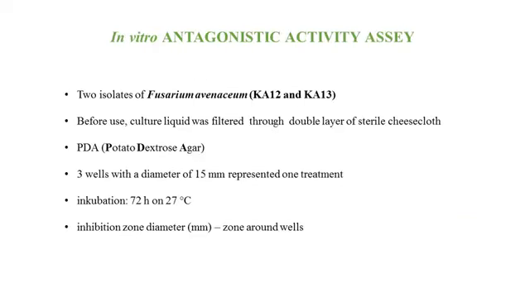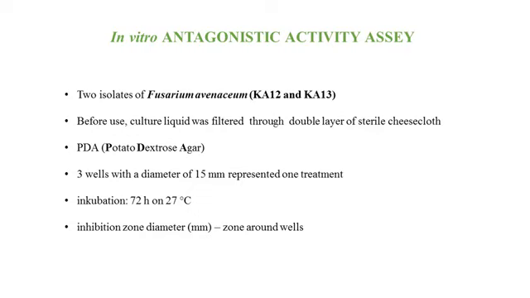In vitro antagonistic activity assay. We use two isolates of Fusarium avenaceum, marked as Ka12 and Ka13, as test microorganisms, and Petri plates with 85 millimeter diameter for in vitro testing by the wells technique. Before use, the culture liquid of the tested microorganism was filtered through a double layer of sterile cheesecloth.